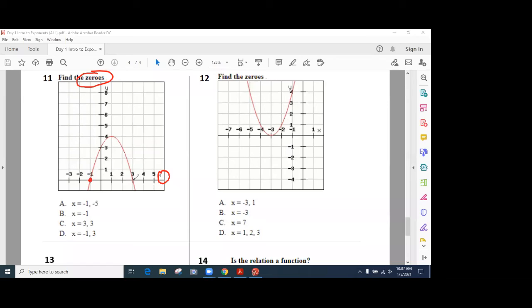-1 and +3. So the answer that has -1 and +3 would be D. There is no work, no calculator. By far, this is the easiest question on the STAR test, on any test we take. If you see the word 0, it's just where does it cross the x-axis?